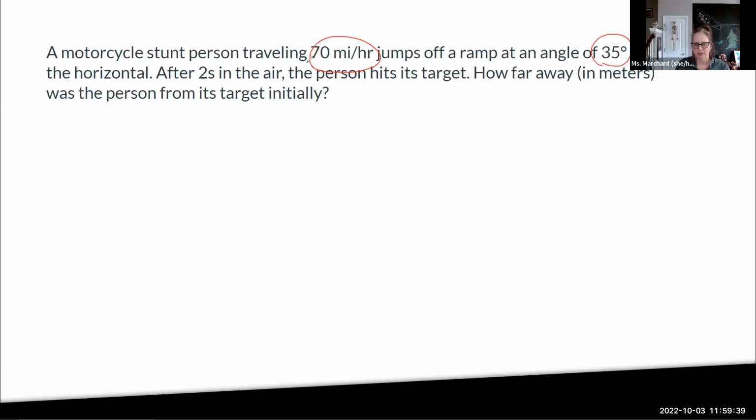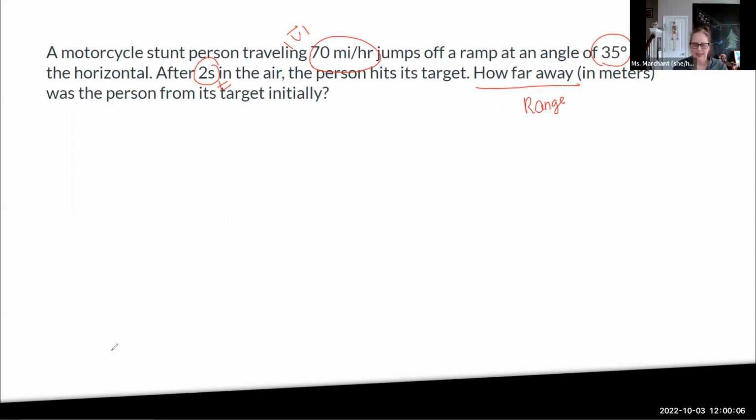So the same things that we had before, my resultant velocity vector and my theta. 2 seconds in the air, so that's time. The person hits its target. How far away? That's the range. It's not how tall, or how high did the person go. It's how far away was the person from its target initially, at the start. So we need the range there.